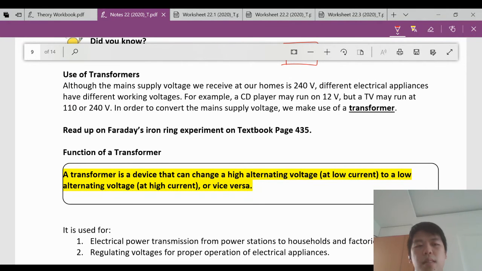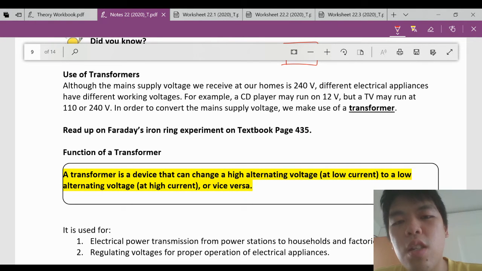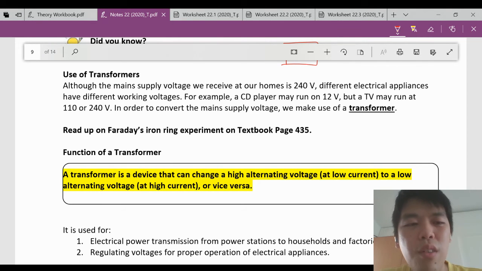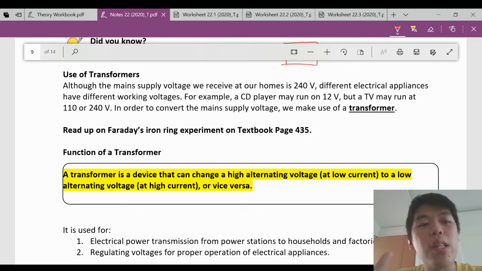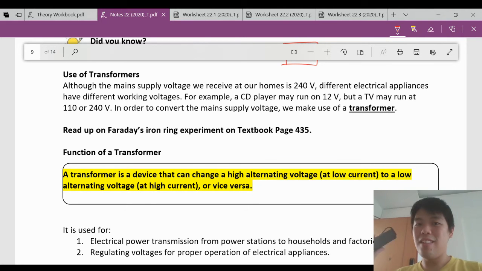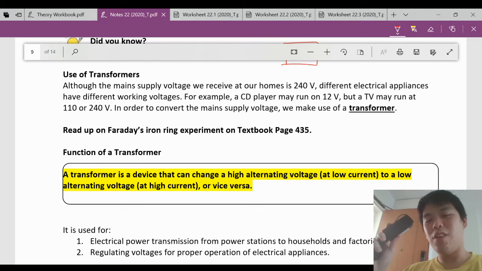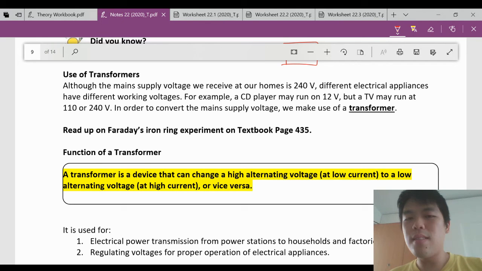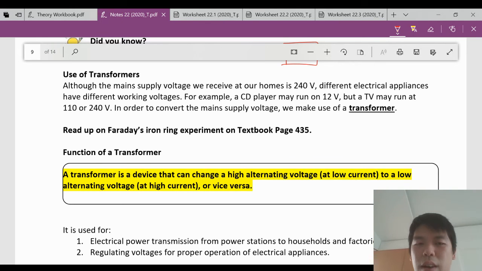So for transformers itself, although the main supply voltage we receive at home is 240, different appliances require different voltages. CD player runs at 12 volts. I don't think you know what's a CD player already. TV runs at 110 to 240 volts. In my laptop, it requires 20 volts. You know, there's always this brick that you see for your laptop. Not sure if you're able to see it. They always have the voltage that is required for your device itself. So in order to convert the main supply voltage, we need to make use of a transformer.